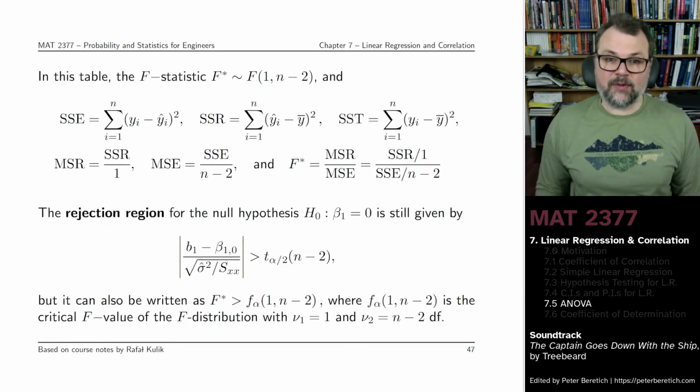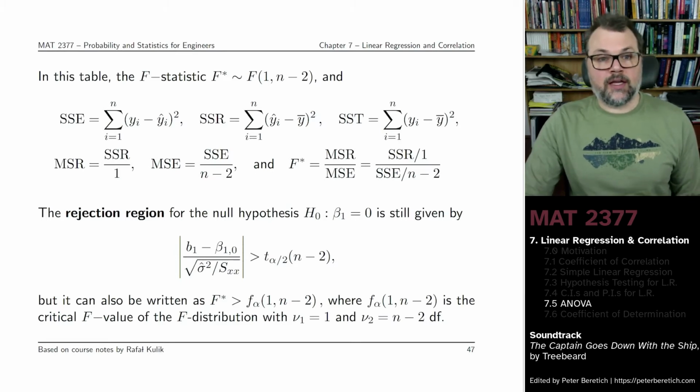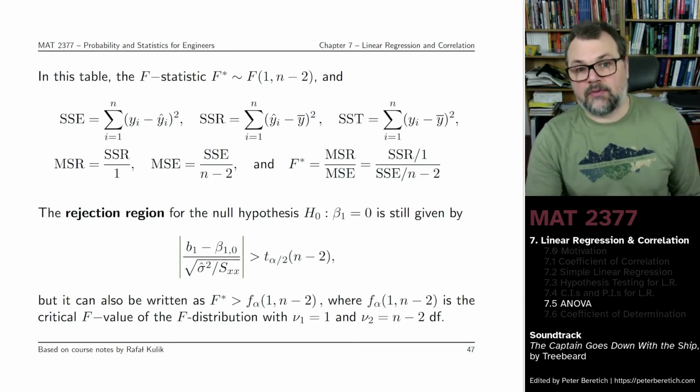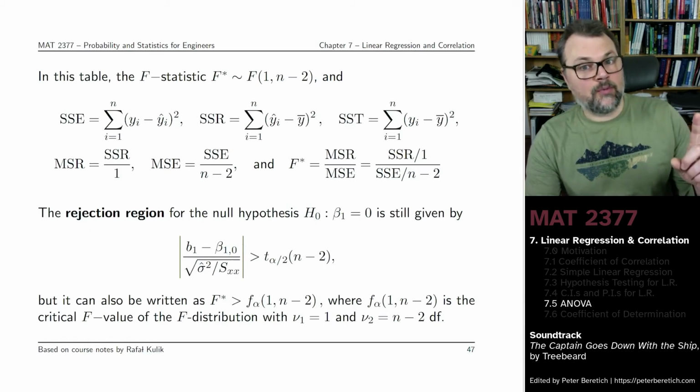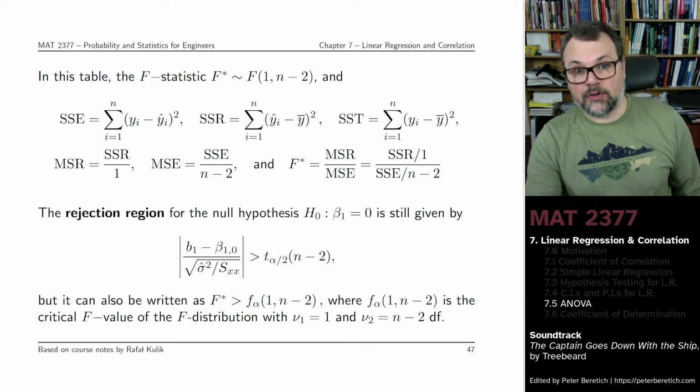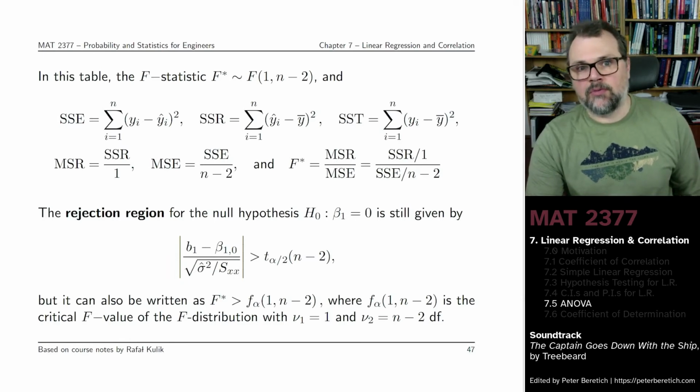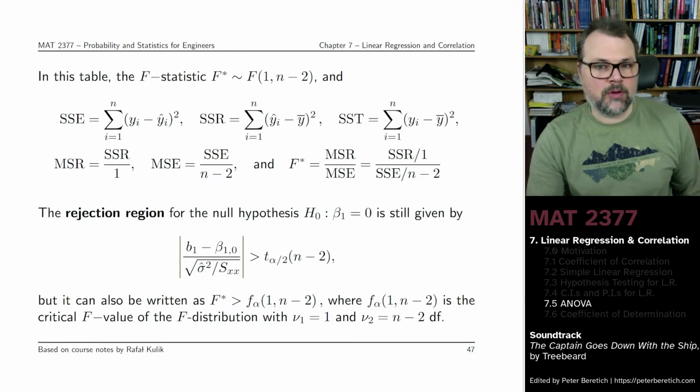Let me show you what some of these quantities are really going to look like. The F statistic follows an F distribution with 1 degree of freedom, which corresponds to the regression source of variation, and n-2 degrees of freedom, which corresponds to the error source of variation. So the F distribution has 2 parameters, n1 and n2. In the case of the ANOVA table, n1 is 1, n2 is n-2.